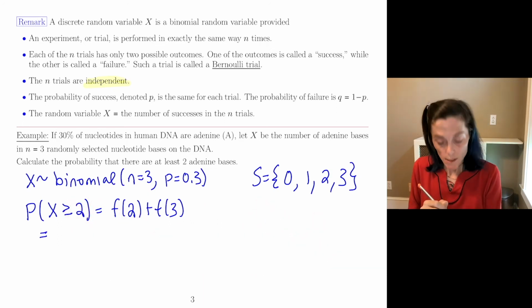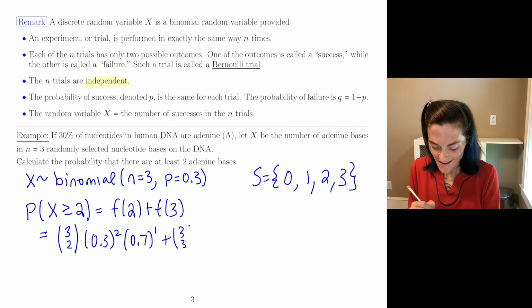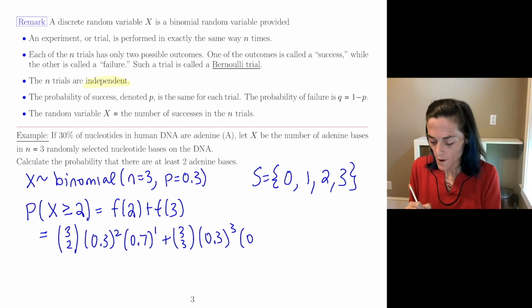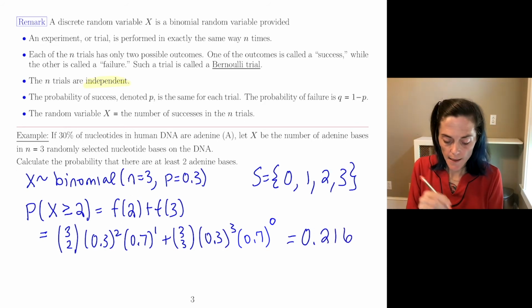Well, so we have f of 2 is 3 choose 2, and then we have the probability of success to the 2, probability of failure to the 1. And then plus, we have 3 choose 3, the probability of success to the 3, probability of failure to the 0. We get 0.216. So here's the answer.